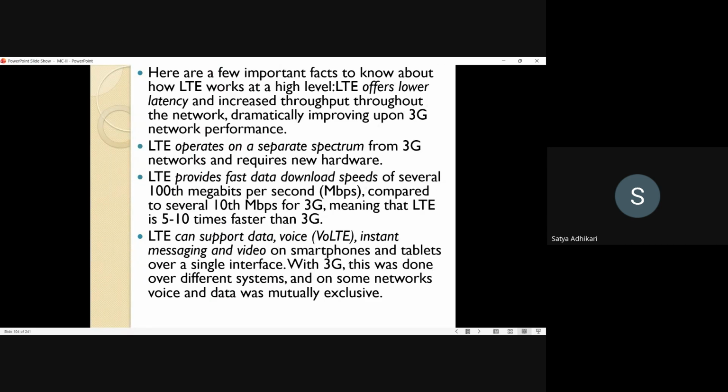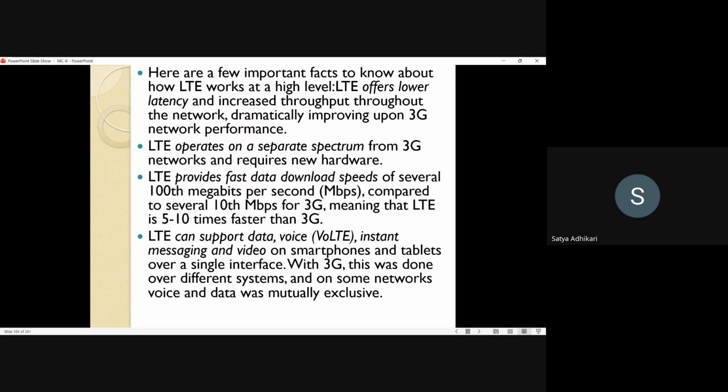LTE operates on a separate spectrum from the 3G network and requires new hardware. So it operates on a separate spectrum from the 3G network, and that is why it requires new hardware. LTE provides fast data download speeds of several hundred megabits per second compared to several tens of Mbps in 3G. So basically, the data speed rate is more than 10 times as compared to 3G, meaning that LTE is 5 to 10 times faster than 3G. So LTE is about 10 times faster than 3G.